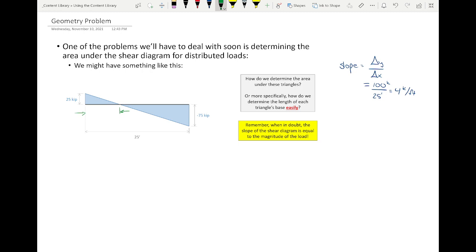Now, can anybody tell me a super simple way of computing that distance? Super easy. 25 over 4. Now, how are we doing that? Well, if slope is change in y over change in x, and I want the change in x, the horizontal distance, just do change in y over slope. So 25 over 4. What is 25 over 4? 6.25. So what's this one if we were to use the same philosophy? Maybe 75 over 4? What is 75 over 4?